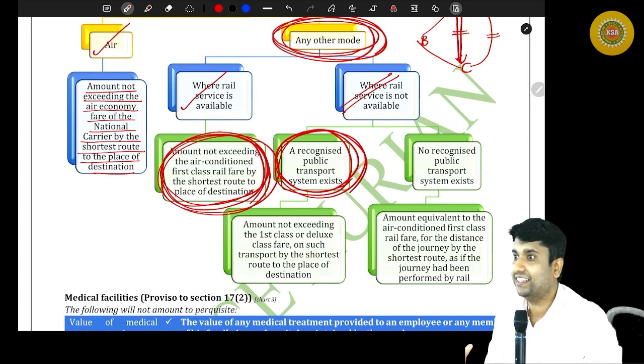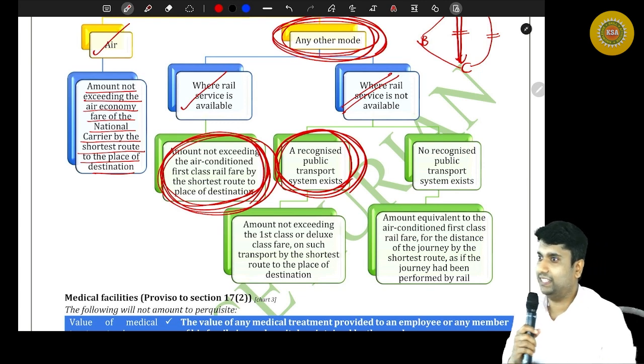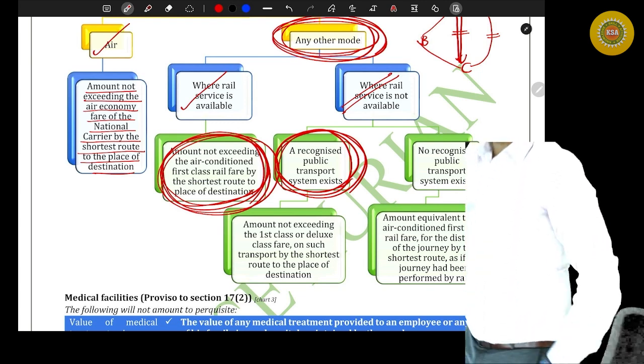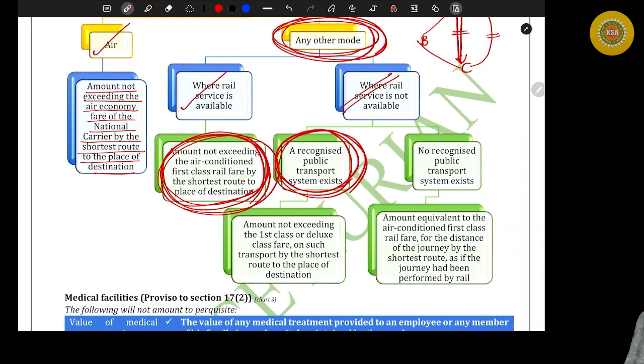Dindigul. Okay, the nearby railway station is Dindigul. So I performed a journey from Chennai to Kodaikanal. It is not serviced by rail. So what to do? You need to check whether there is a recognized public transport system from Chennai to Kodaikanal. What is this recognized public transport system? A properly licensed bus. The private taxi, you have to ignore. There are people who run private taxis. You give something, they will drop you over there.